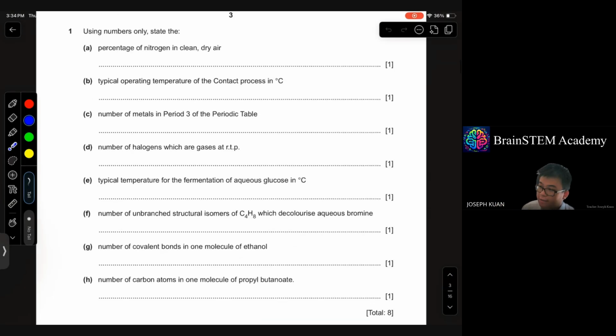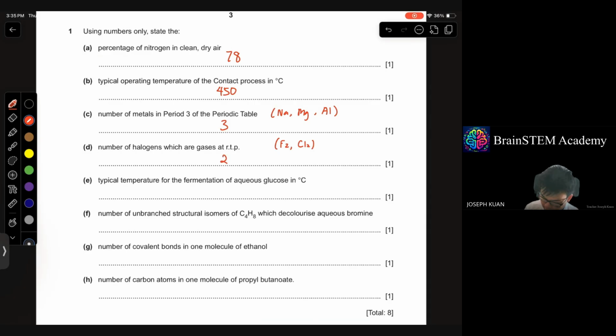Question 1. Using numbers only, state the percentage of nitrogen in clean dry air, that's 78%. The typical operating temperature of the contact process in degrees Celsius, there will be 450 degrees Celsius. The number of metals in period 3 of the periodic table, so there will be sodium, magnesium, and aluminium. So there's a total of 3 metals. Number of halogens which are gases at room temperature and pressure, there will be fluorine and chlorine, so 2.